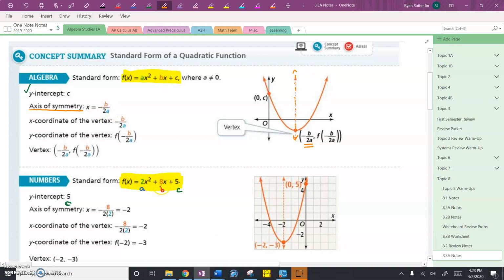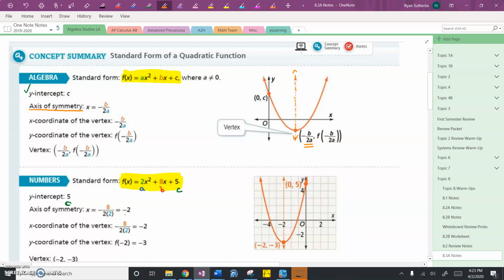So in our example down here, the b value is 8. I do the opposite of 8, and I go over 2 times the a value, which is 2, and that gave us negative 2. So that means the axis of symmetry is at x equals negative 2.